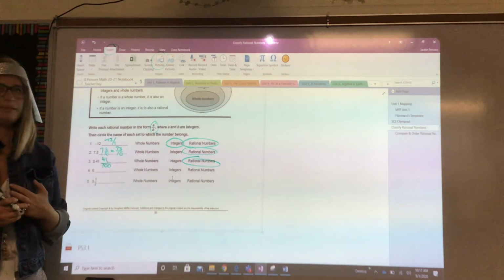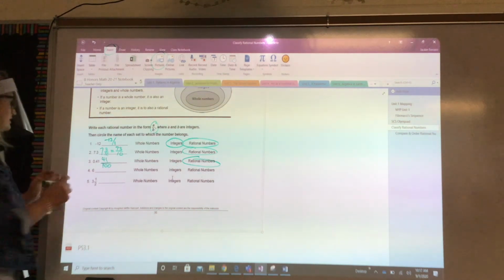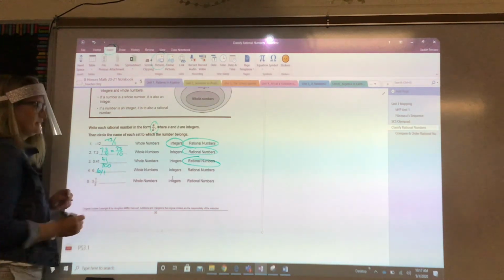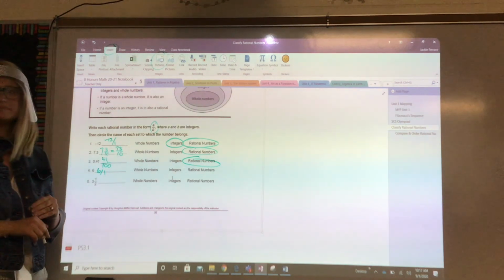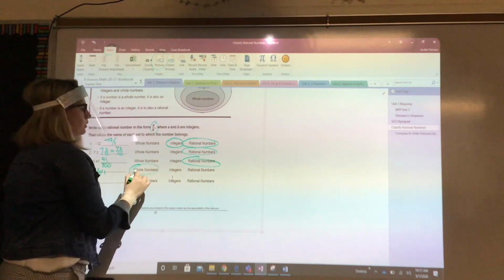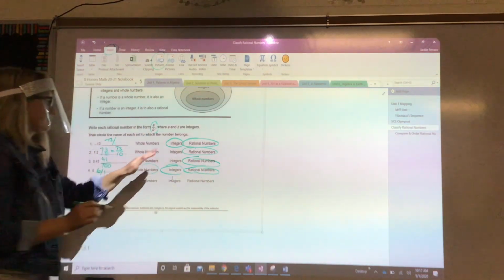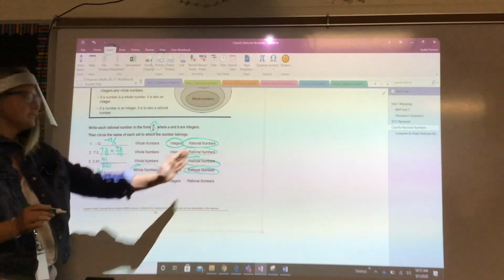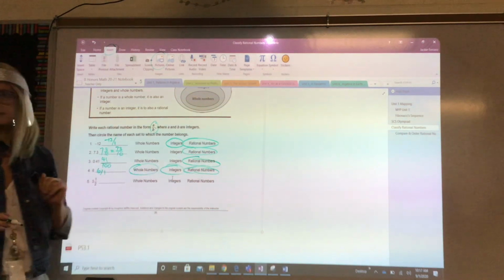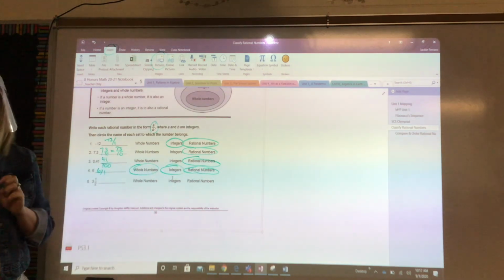6, what would that be? Stefan? 6 over 1. And what type of number is that? Whole number, integer. Good, it's whole, which also makes it integer and rational. So notice, if you circle integer, you circle the one to the right. If you circle whole, you're circling the other ones as well, automatically. You can't be whole without being an integer and rational.